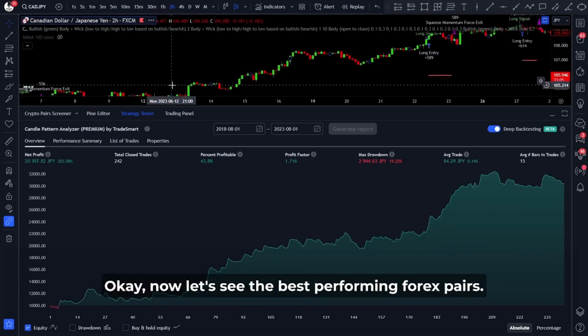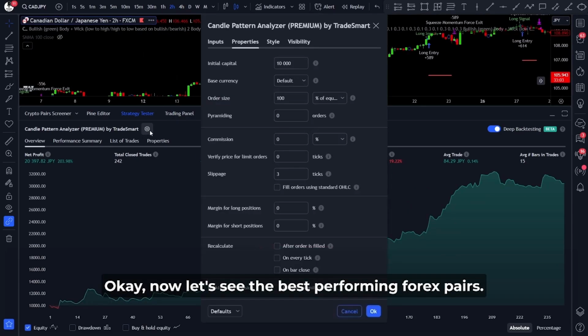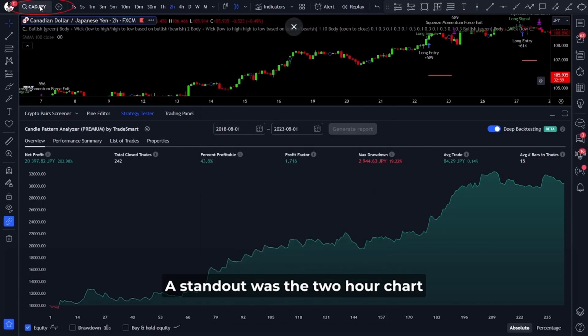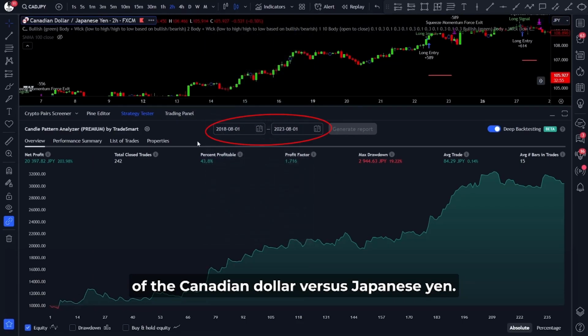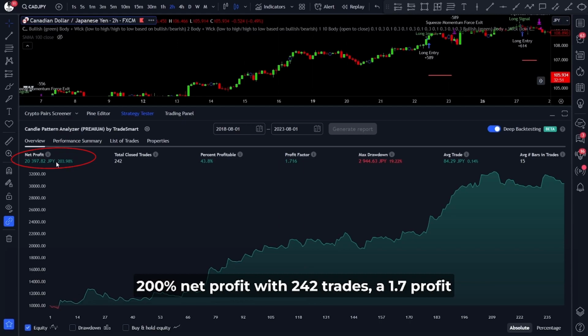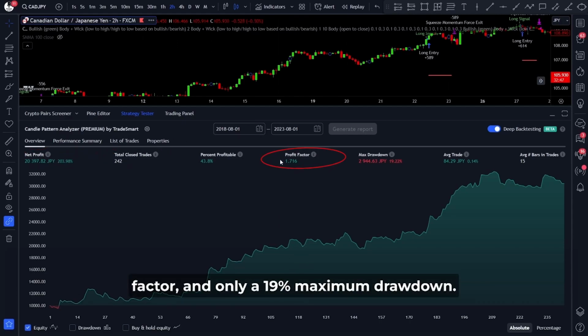Okay, now let's see the best performing Forex pairs. With Forex, I used the 3-tick slippage as commission. A standout was the 2-hour chart of the Canadian dollar versus Japanese yen. Over the last 5 years, the strategy produced over 200% net profit with 242 trades, a 1.7 profit factor and only a 19% maximum drawdown.